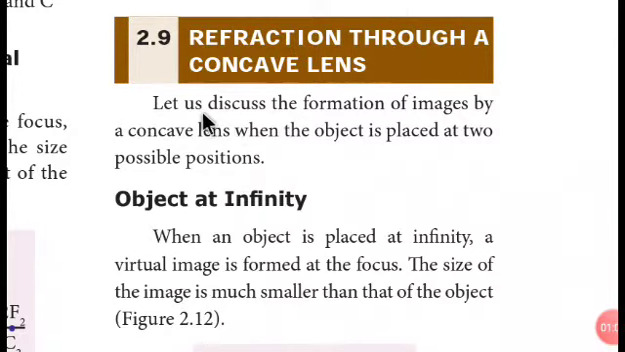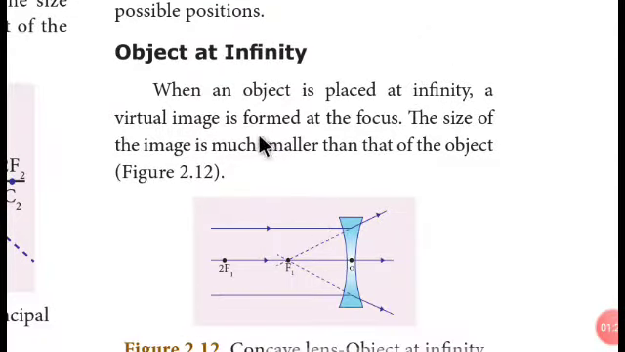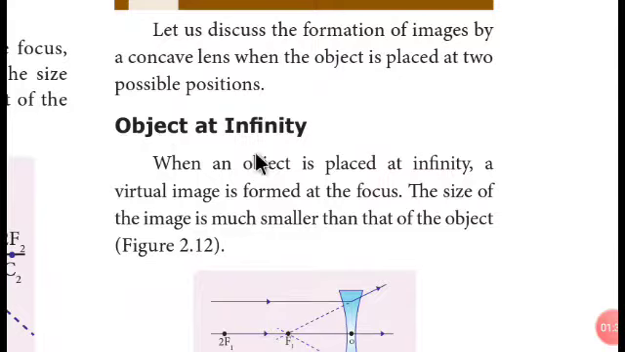Going with the paragraph, let us discuss the formation of images by a concave lens when the object is placed at two possible positions. First possible position is object at infinity. That means if you take a concave lens of focal length 5 centimeter, then a 100-meter distance will be infinity for this lens, and that's what they are calling object at infinity. When an object is placed at infinity, a virtual image is formed at the focus.